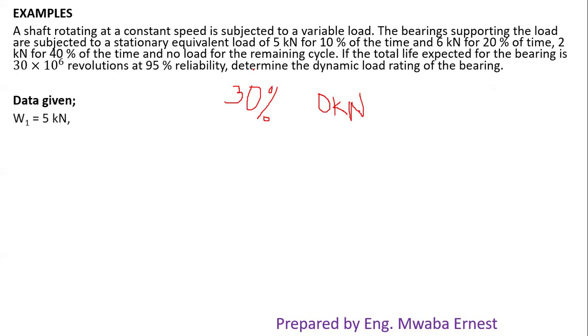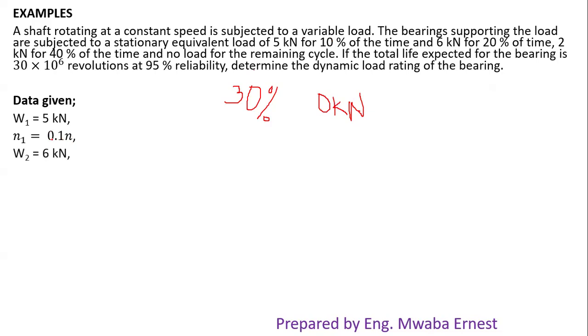Data provided. First, load number 1, which is W1, 5 kilonewtons. Then N1 is 10% of the total, so I'm going to call it 0.1 N. Remember, N is the total and the fractions are supposed to add up to 1. Where do I get the 0.1? It's 10%, actually 10 divided by 100.